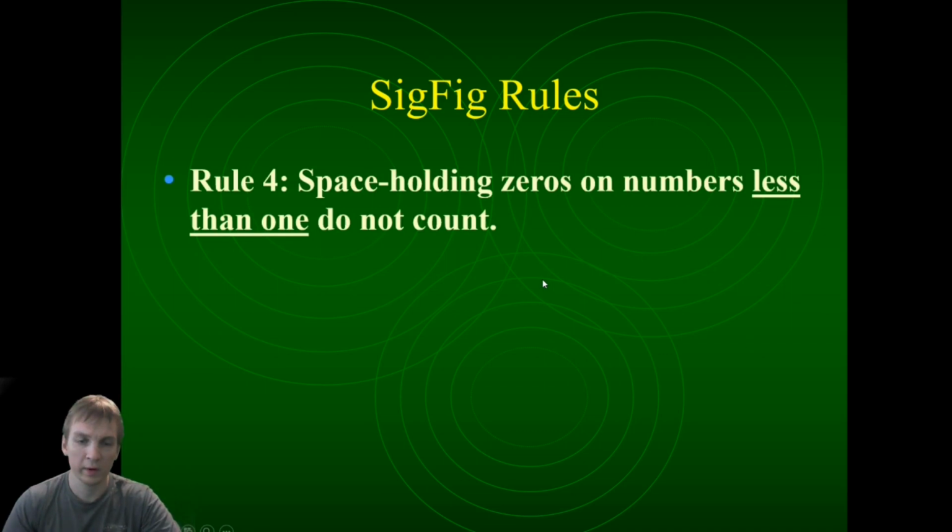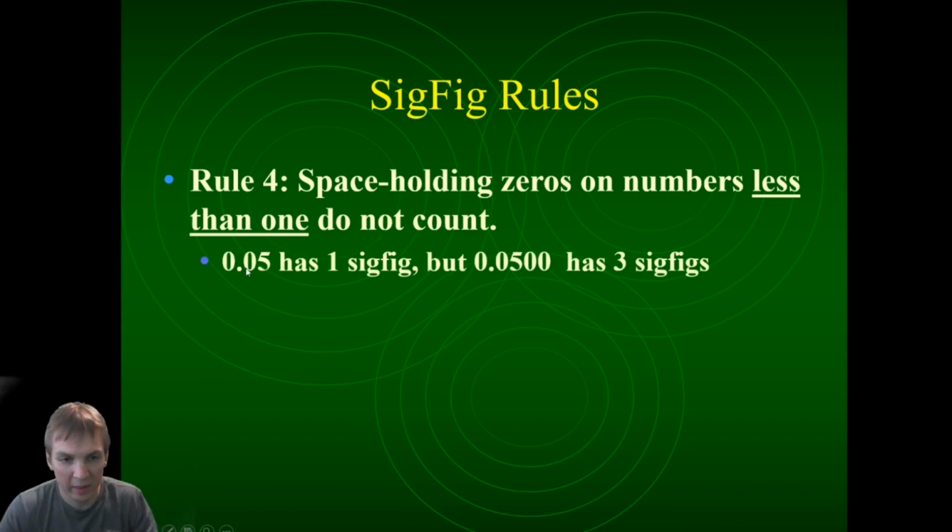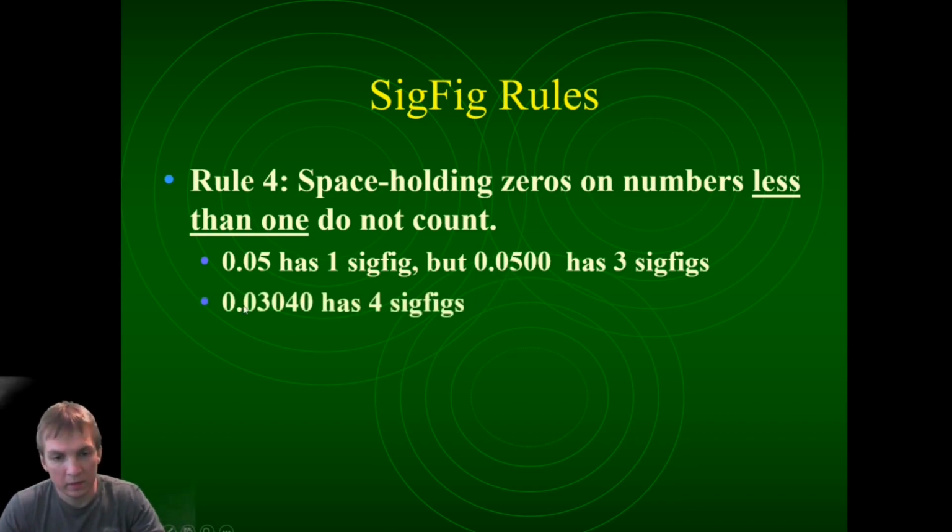All right. Rule number 4. Space holding zeros on numbers less than 1 do not count. So what do I mean by that? Taking a look at those numbers we just saw before, that's a space holder. That's the number that we call a space holder, hence why this has only 1 sig fig. And this is a space holder. That's the same 0. Okay. This number right here has a space holder, and then these two are not space holders. This is just a space holder. The number in front as well is a space holder.